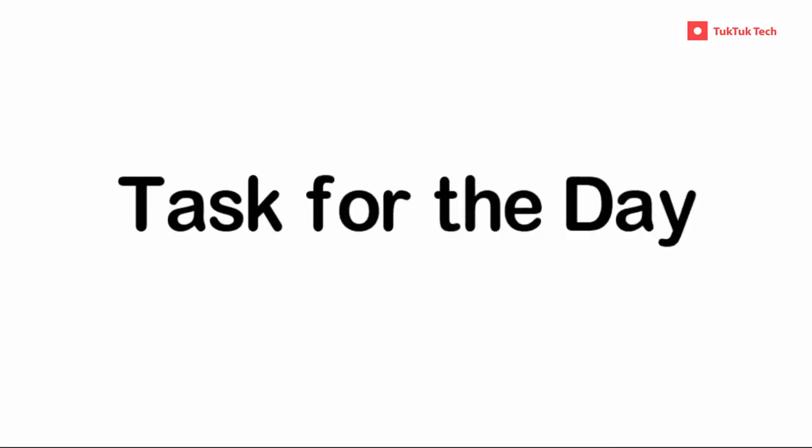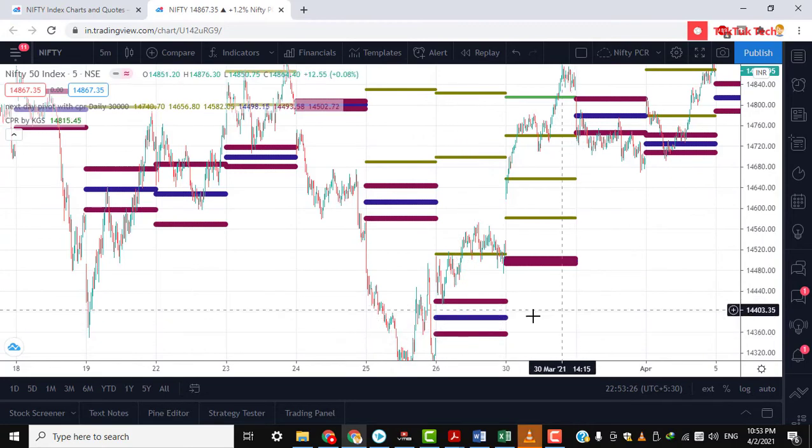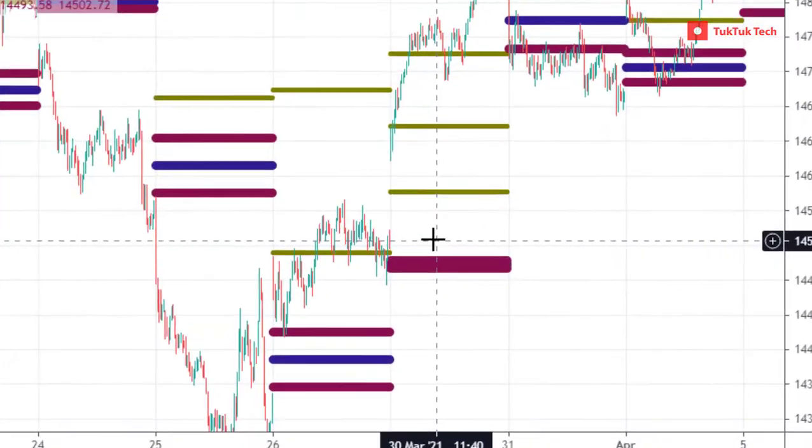Task for the day: open any stock chart and try to find different value relationships.